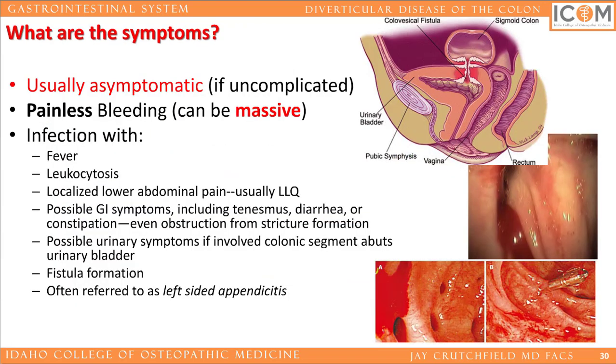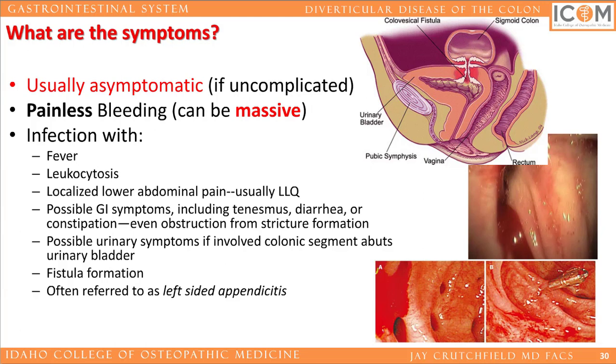Diverticular disease can cause massive lower gastrointestinal bleeding. Inflamed diverticuli rarely, if ever, bleed. However, diverticulitis, acute inflammation, can present with fever, elevated white blood cell count, localized lower abdominal pain, usually in the left lower quadrant, constitutional GI symptoms of diarrhea, constipation, and even obstruction.